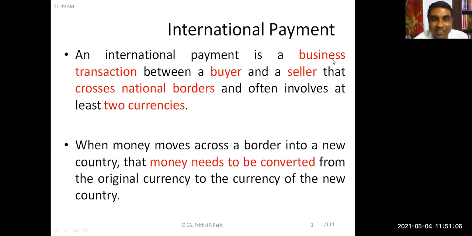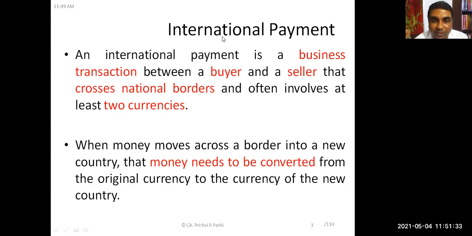International payment is a business transaction between a buyer and seller that crosses international borders. So it's a payment transaction that crosses the international border. And when it crosses the international border, since different countries use different currencies, at least two currencies will be involved. It may be more than two currencies also in certain situations.